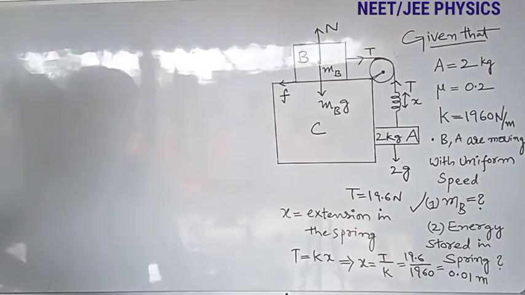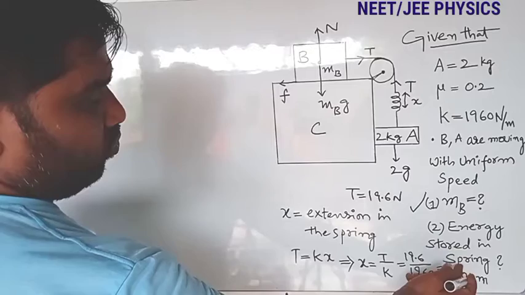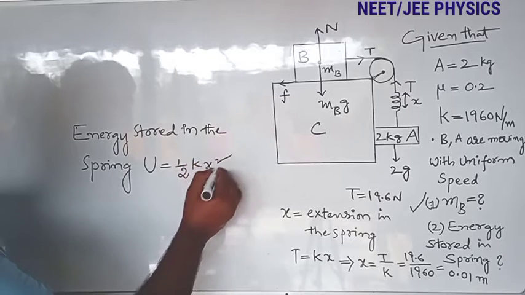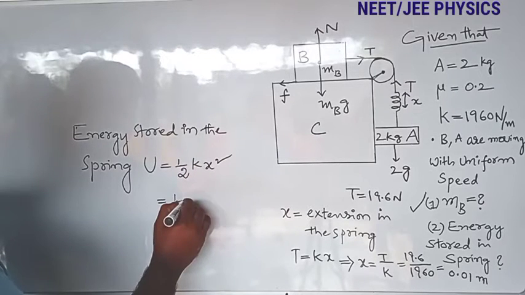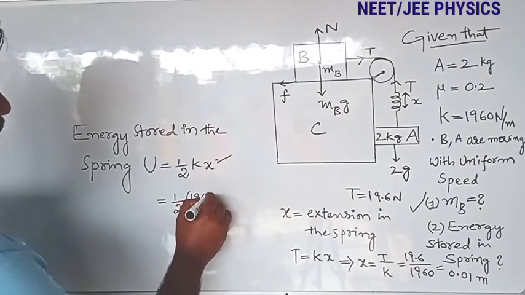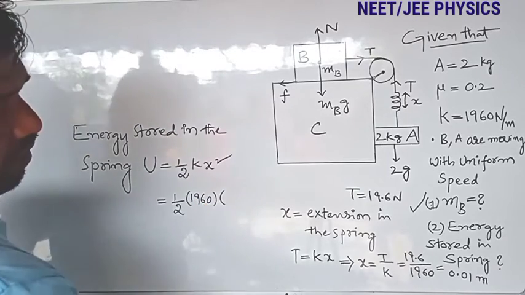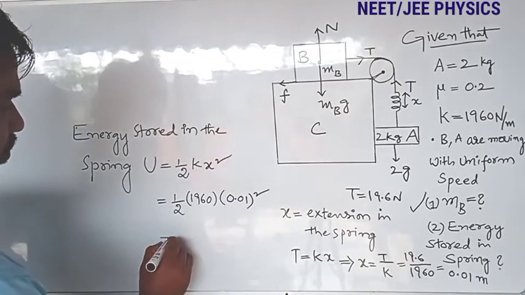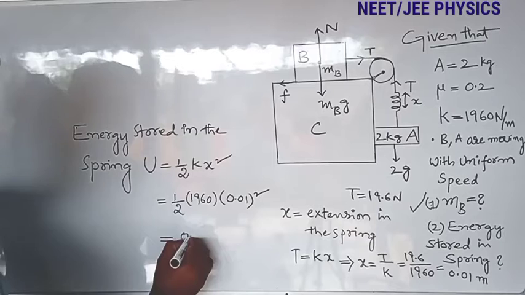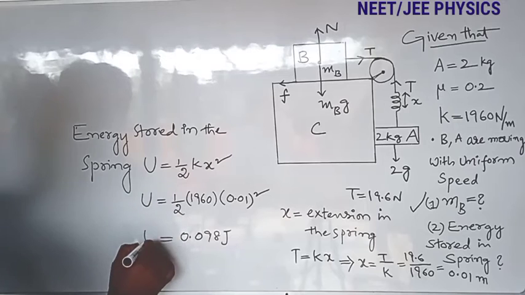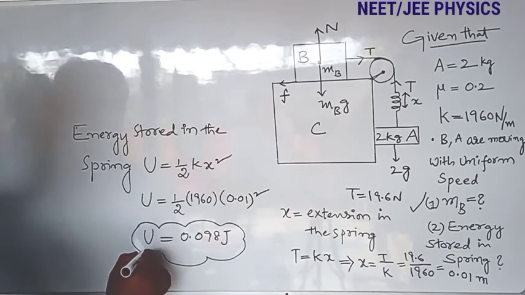Now our intention is to find the energy stored in the spring. Now U equals half k x square, with the k value 1960. Now the x square value is 0.01 whole square. By calculating this value, we get 0.098 joule. U is 0.098 joule. This is the second question's answer.